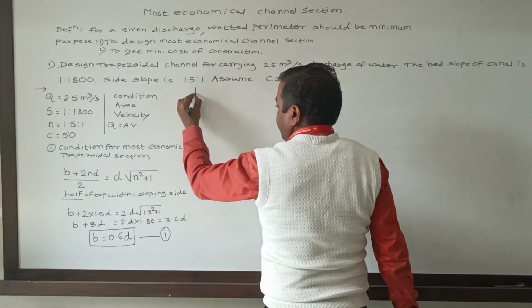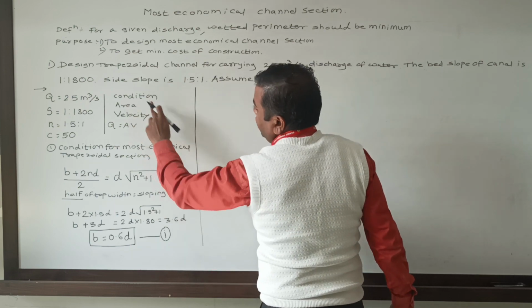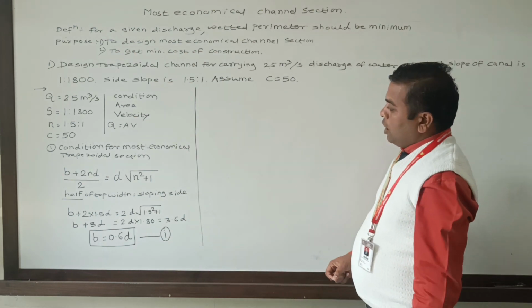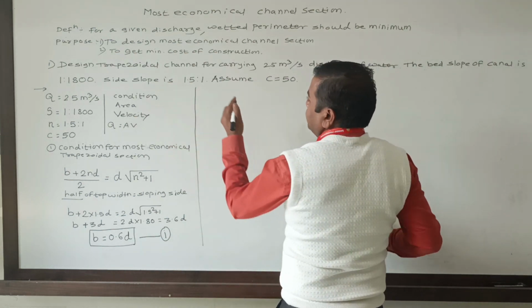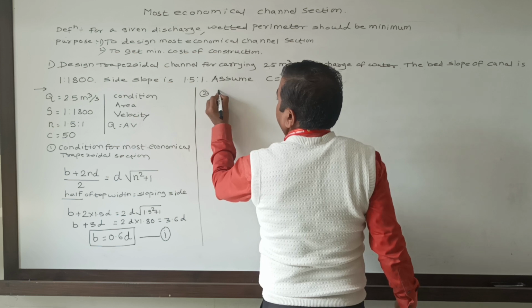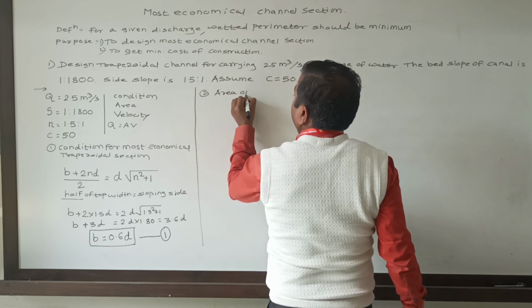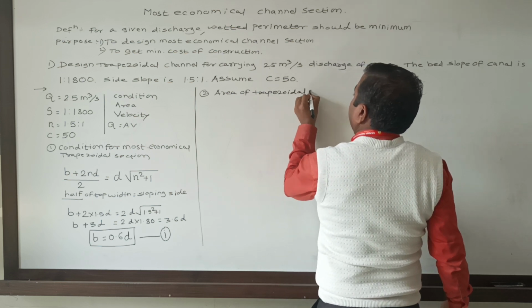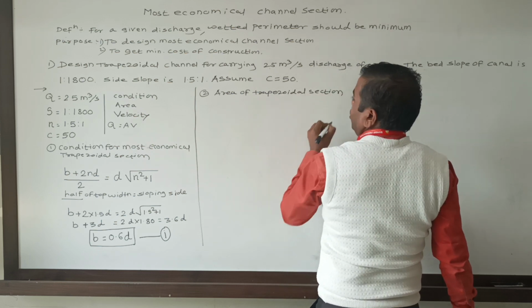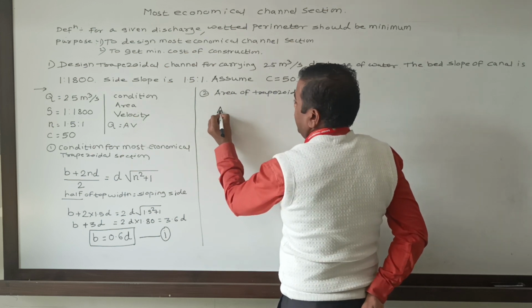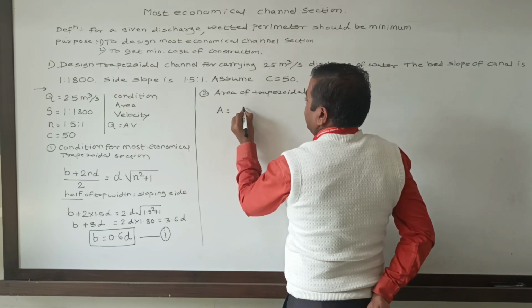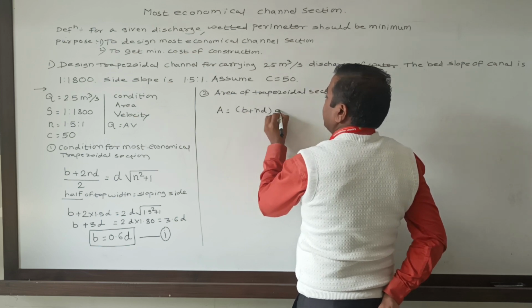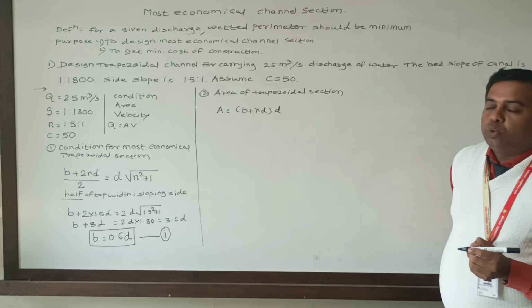Now we will use the second condition. Using the first condition we have determined the relation between B and D. Now second, we will find the area. Area of the channel section, area of the trapezoidal section. So the area of the trapezoidal section will be A is equal to (B plus ND) into D.